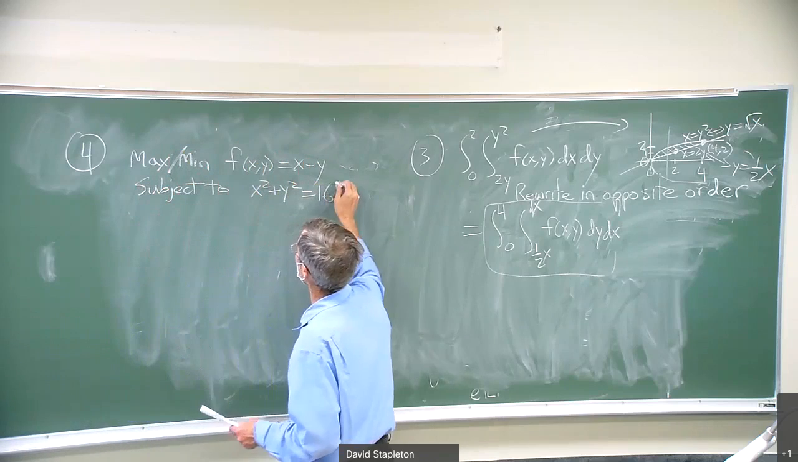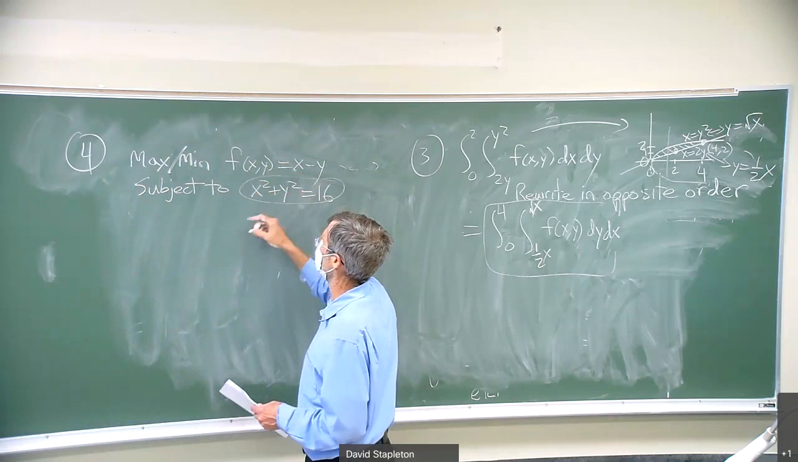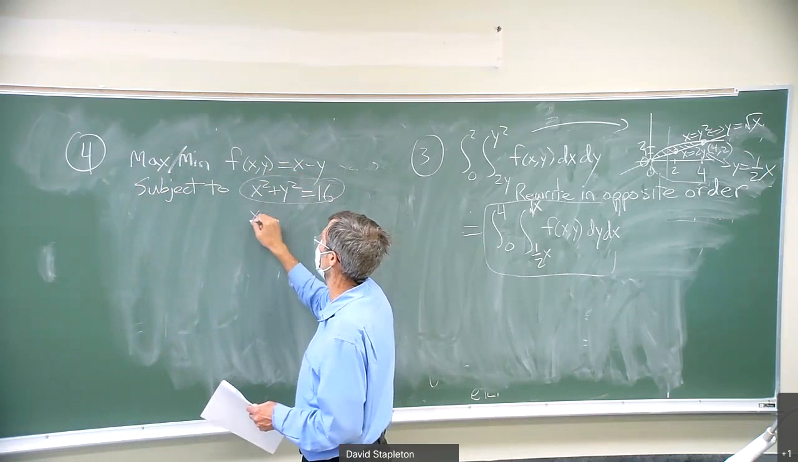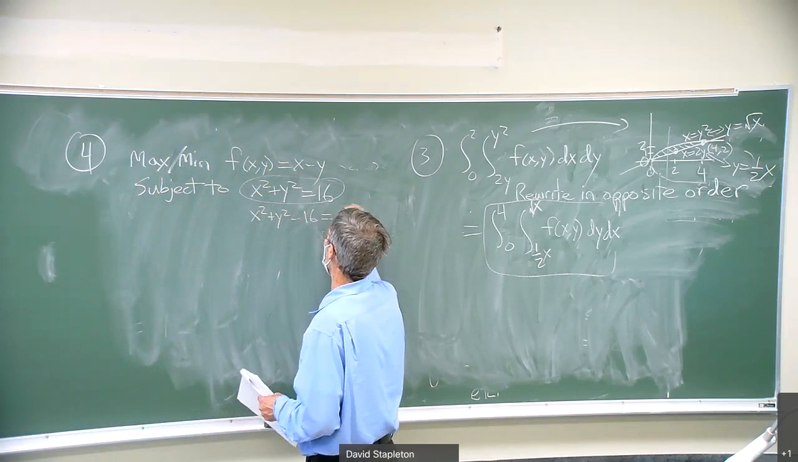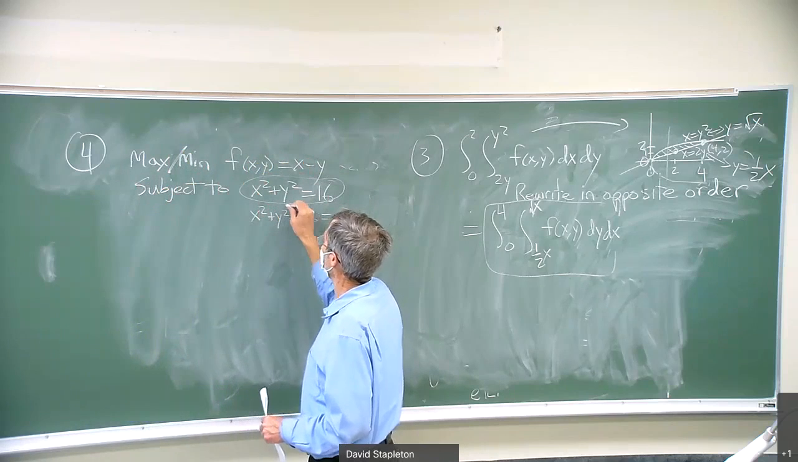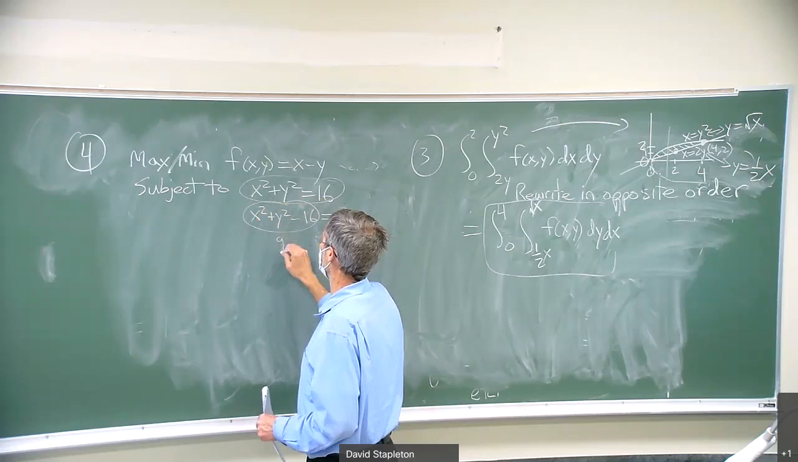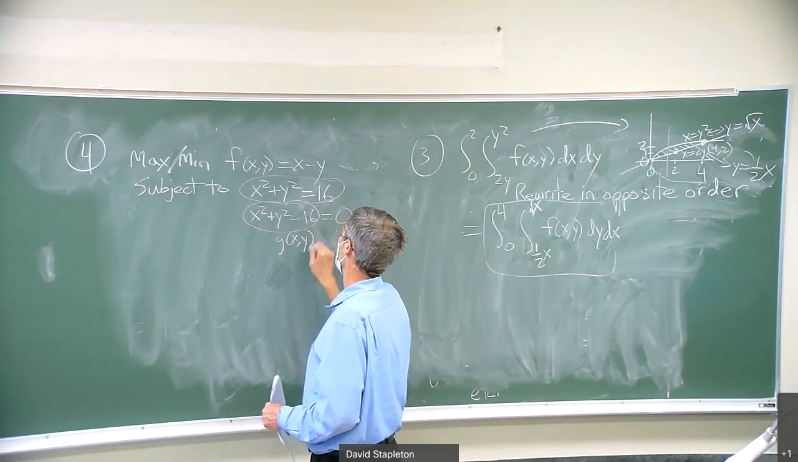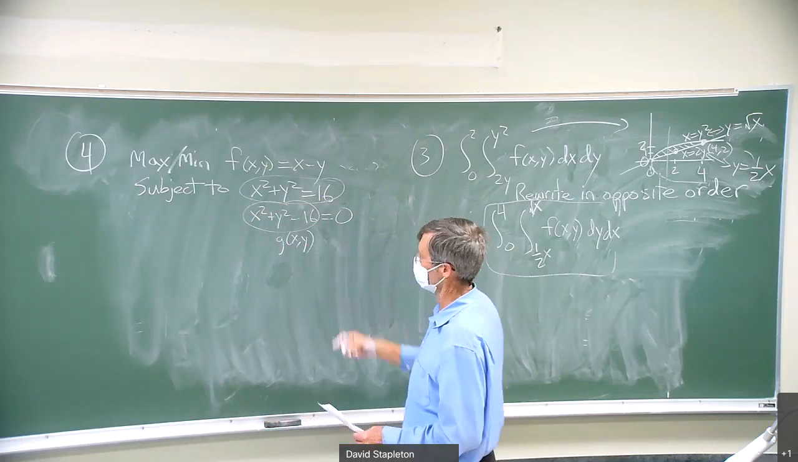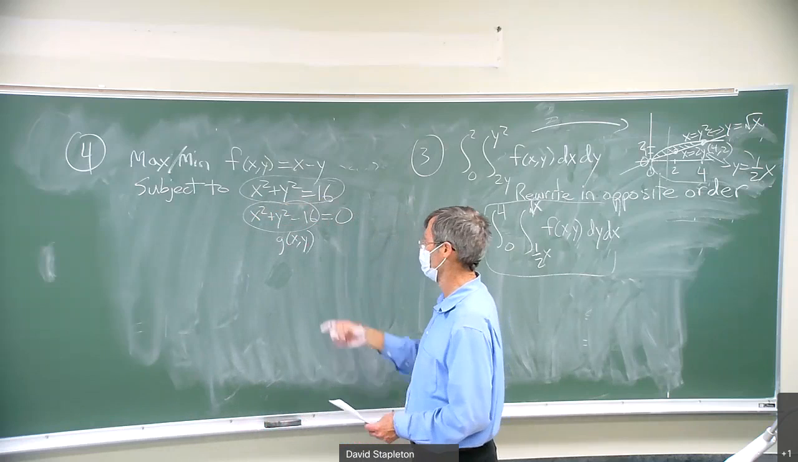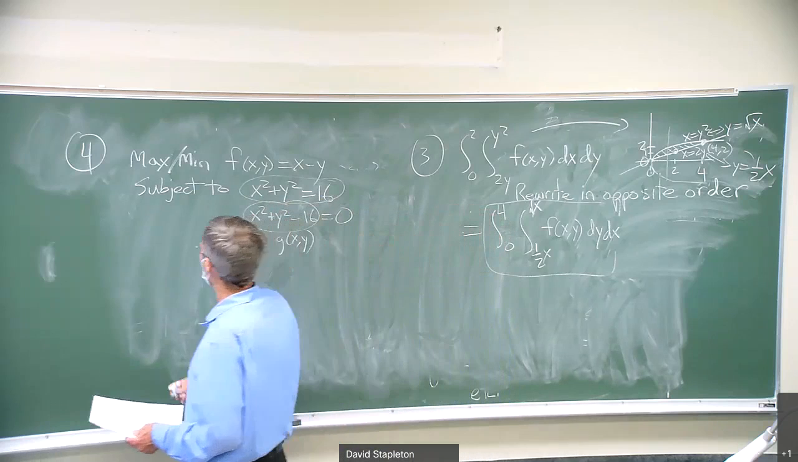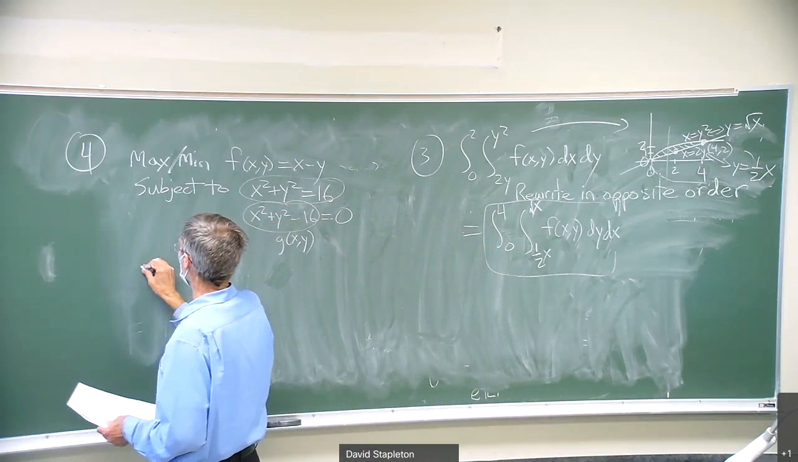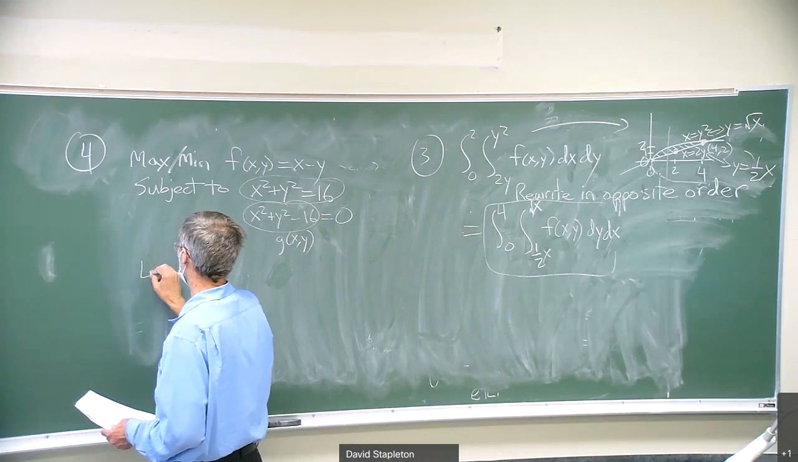Well, what you want to do in all these is always rewrite the constraint as g of x, y equals 0. So you rewrite this as x squared plus y squared minus 16 equals 0 is one way. And then once you do that, you can call this g of x, y. That's the constraint equation, g of x, y equals 0. This works just as well because g of x, y equals a constant.